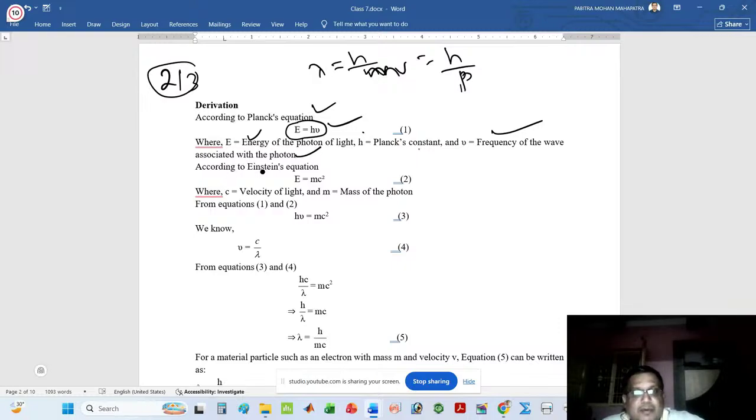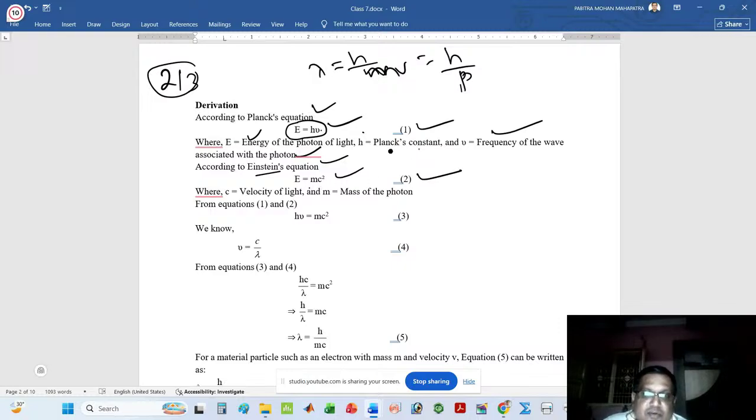Similarly, if you think about the Einstein equation, Einstein says that E is equal to mc square. Planck gives E is equal to h nu. Einstein gives E is equal to mc square. I have given E is equal to h nu as equation 1. I have also given E is equal to mc square as equation 2.